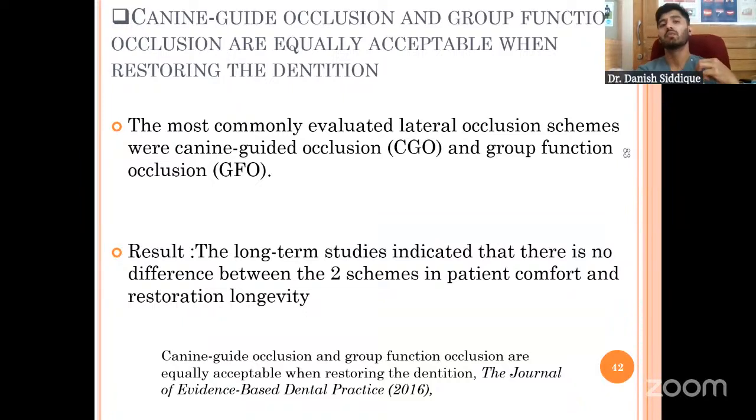So coming to which occlusion would be the ideal to follow, according to the various studies that were done, this was one of the studies: whether canine guided or group function was the best.